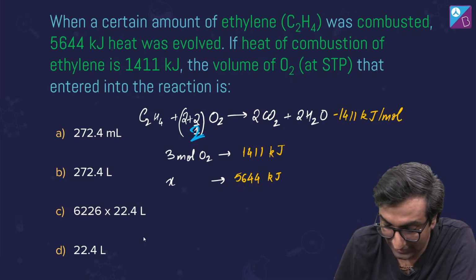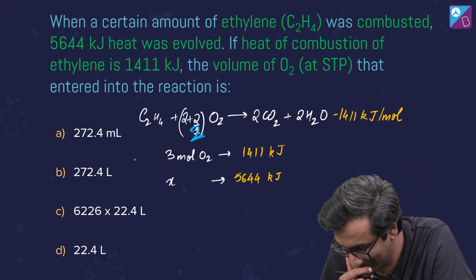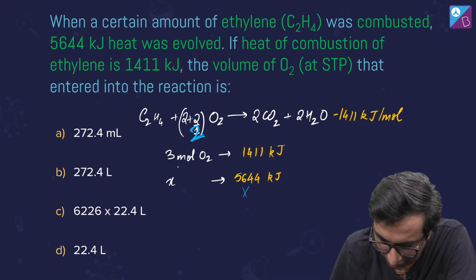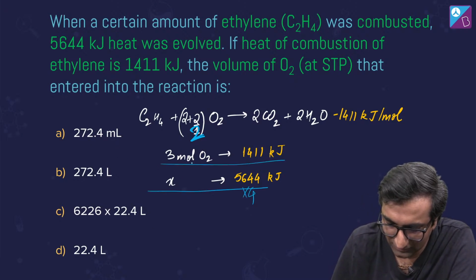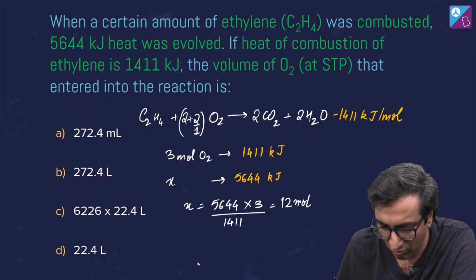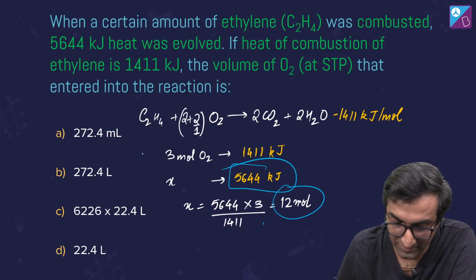I'm going to keep changing every slide. Don't worry about it. So this is approximately 3 or what? No, it's not 3. It's some other number. We'll have to see. It should be 3. No, it's 4. Yeah, it's 4. Okay, cool. So 3 is this. X is how much? This should be 4 moles, I guess. So 4 into 3 means 12 moles of oxygen. So 12 moles of oxygen gives off this much heat.